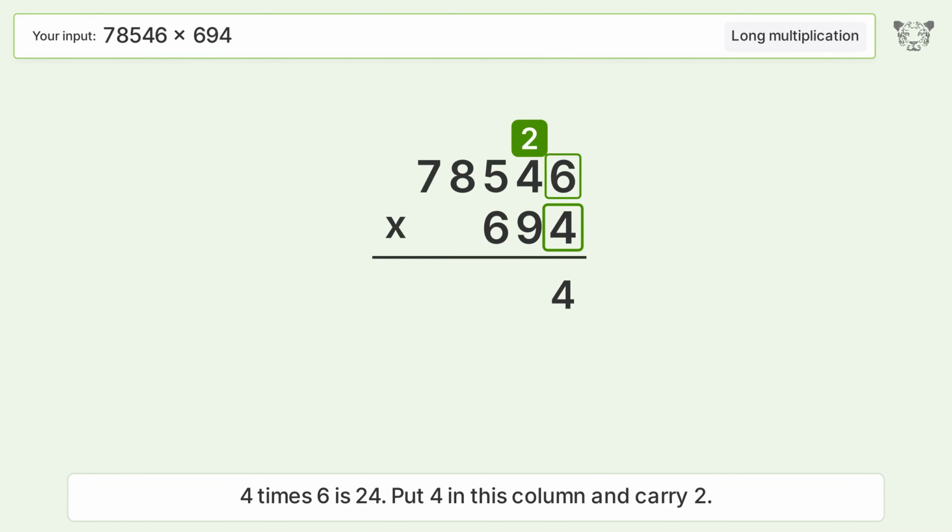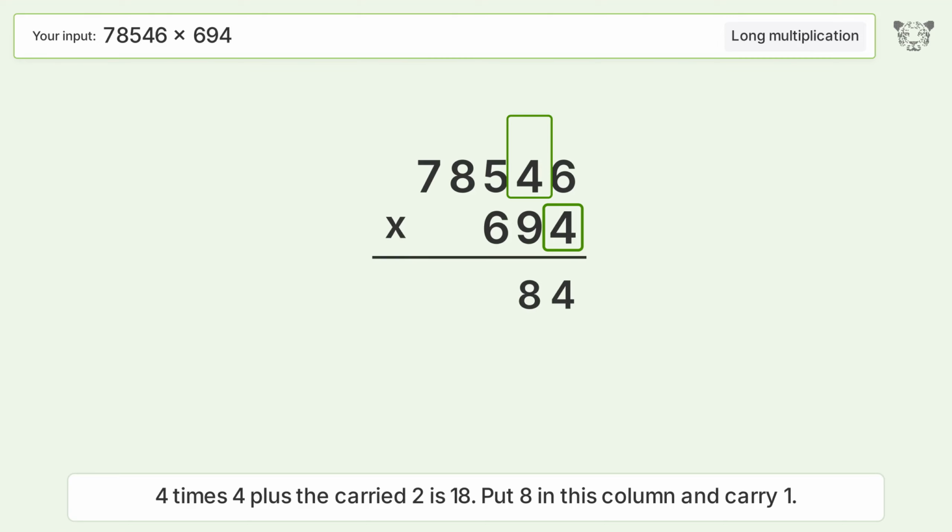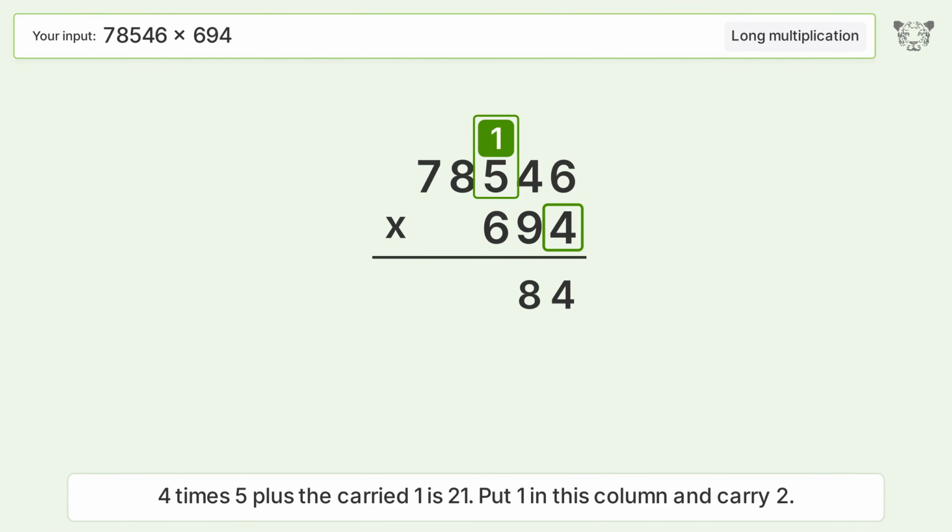4 times 4 plus the carried 2 is 18. Put 8 in this column and carry 1. 4 times 5 plus the carried 1 is 21. Put 1 in this column and carry 2.